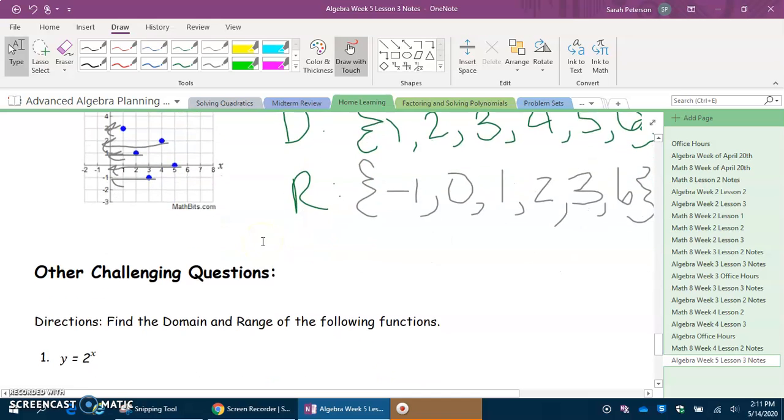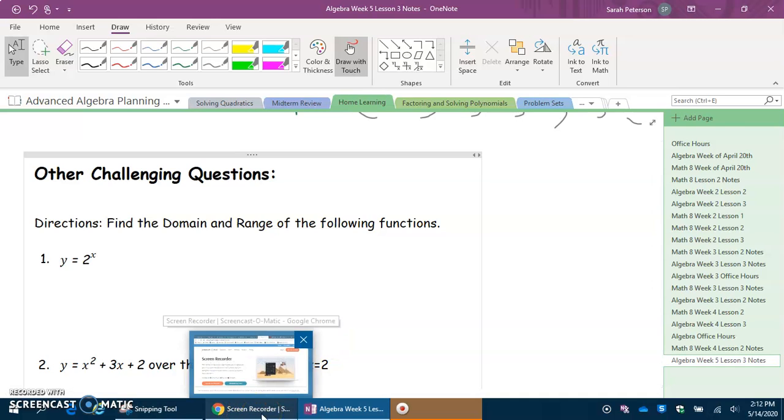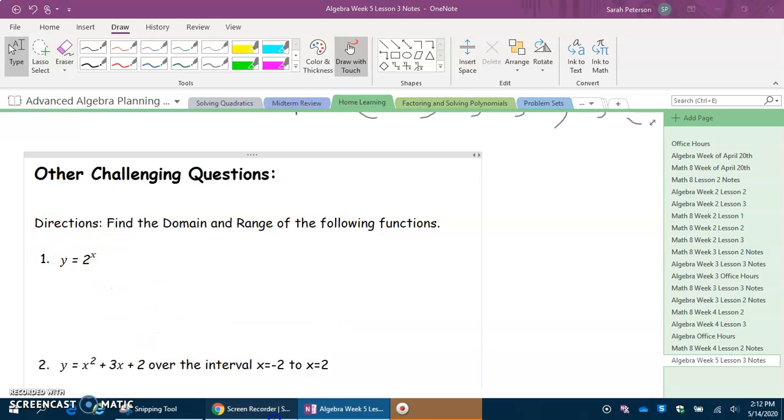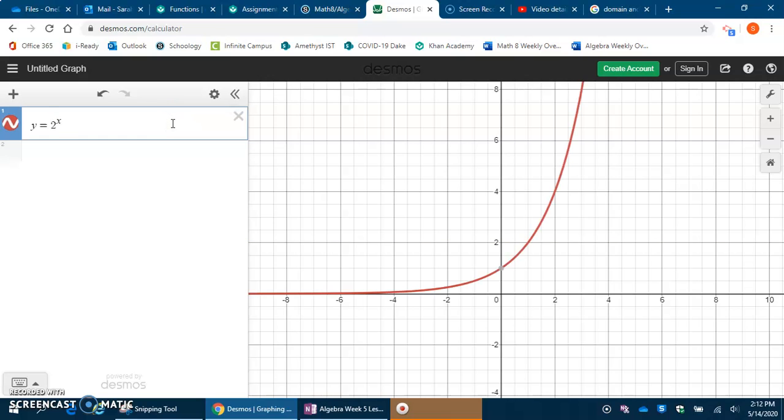Okay. Some other challenging questions. So this is kind of cool to look at: what domain and range looks like for certain functions. So we just took a ton of time studying exponential functions. So I want to look at what the domain and range for those are. And I'm going to do that by looking at Desmos. So I'm going to go to Desmos and type in y equals 2 to the x.